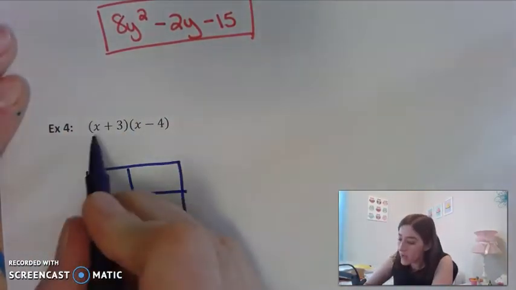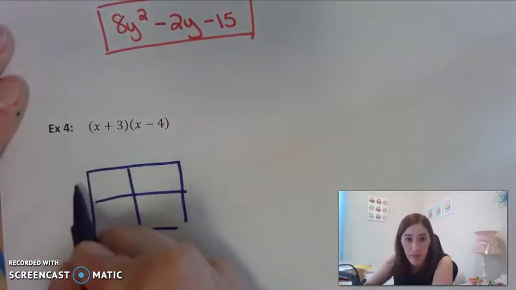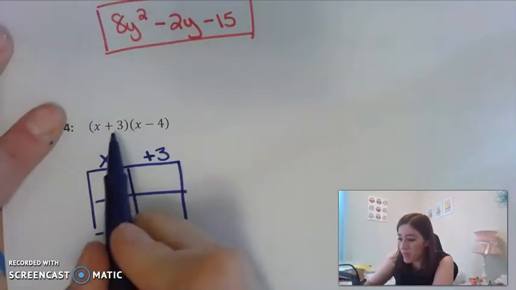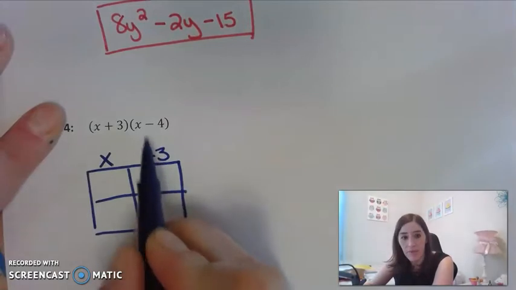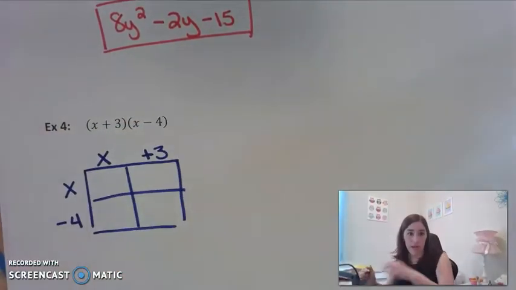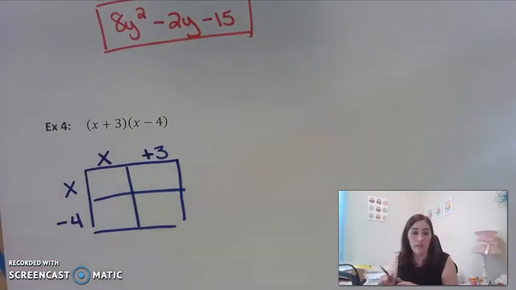Okay, so I've got 2 terms, and I can put it on the top or on the side, doesn't matter. I'm going to put x plus 3 on the top. Make sure that sign goes with that number. So then for the other one, I've got x minus 4. Okay, got to make sure that that negative sign stays with the number that it's right in front of. And this is just an easier way for me to do multiplication.